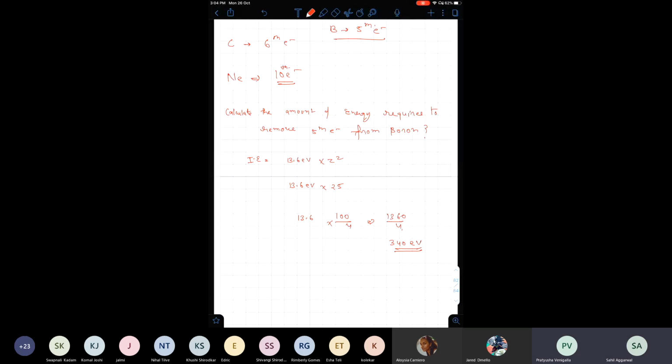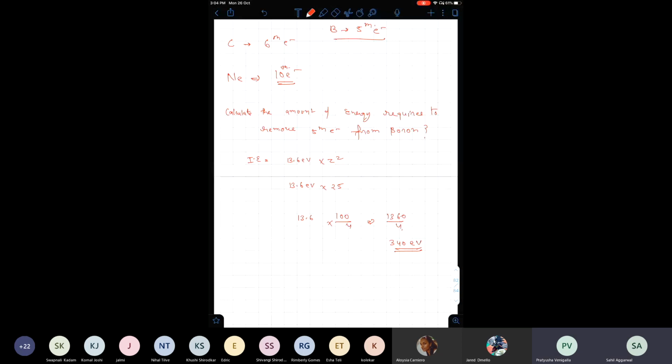See, here n is the orbit we are talking about. Here n is not which electron we are talking about. n is the orbit. And we have already said that we are removing the electron from the ground state, and ground state means n equal to 1. So 1 square will always be 1. No need to put that n and all. Ground state means 1.